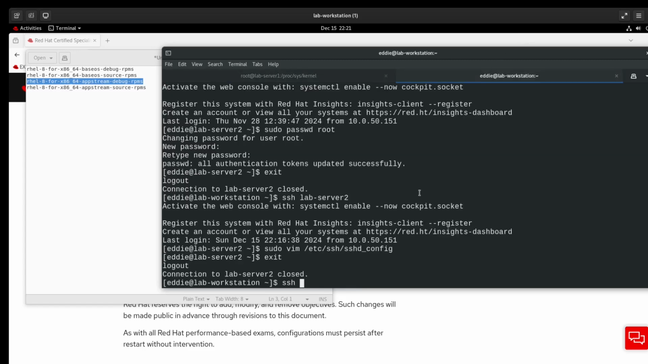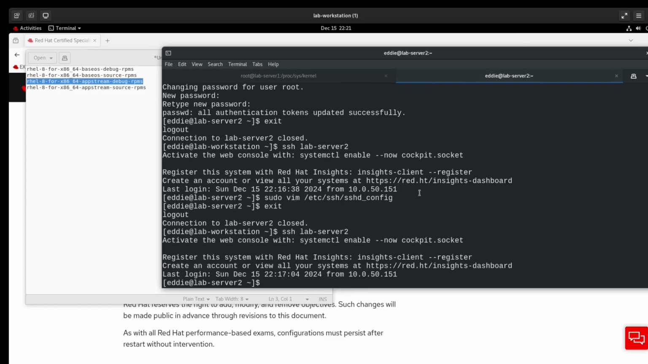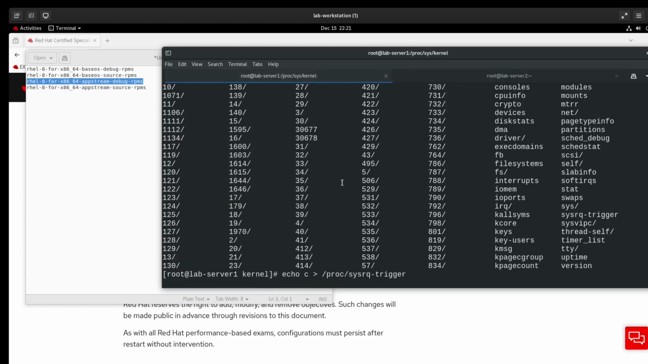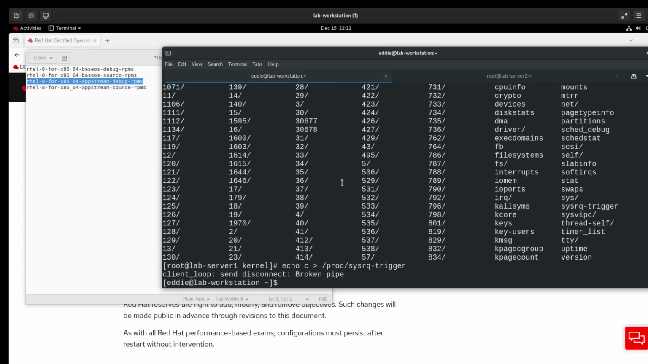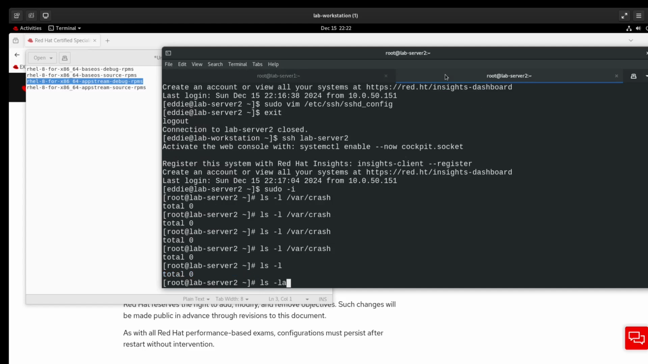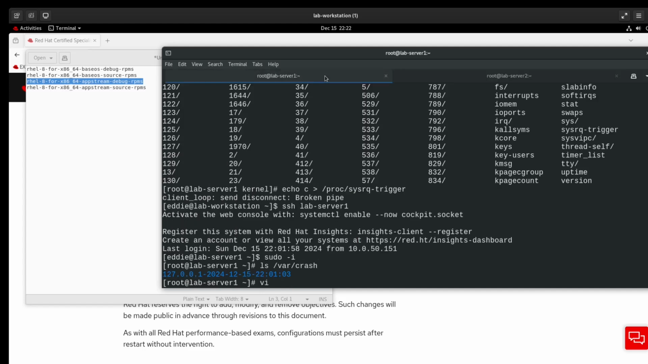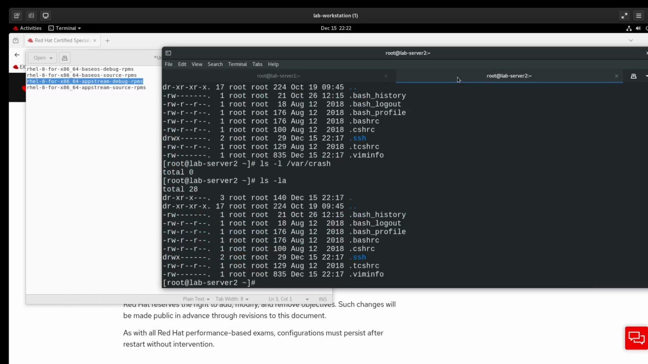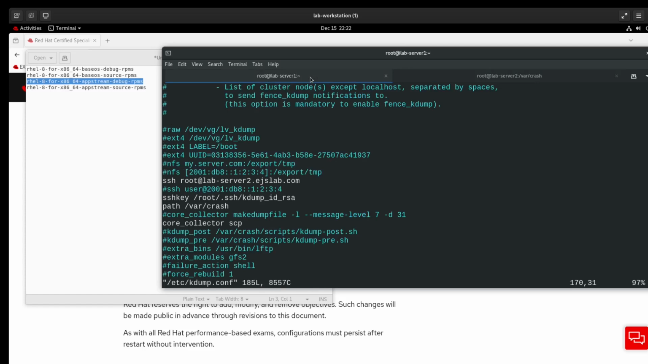Let's go over to lab server 2. We'll become root. Nothing in var crash yet. We'll let this finish crashing. All right, this is not looking good. All right, let's look back at etc kdump. Maybe I made a mistake. No, unless it went into root somehow, and it did not. Var crash. There's nothing in here. Why did that not go there?